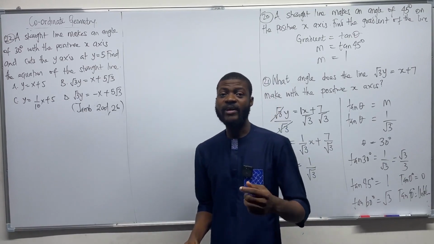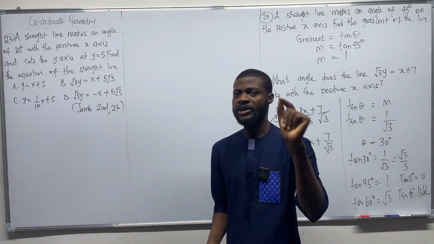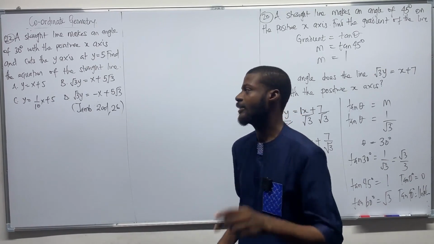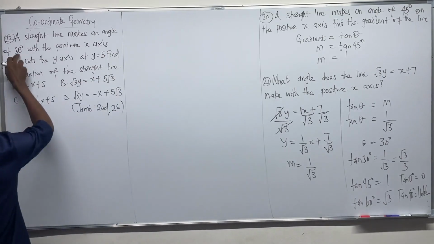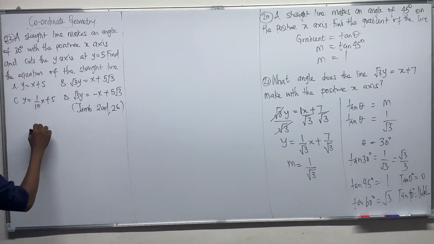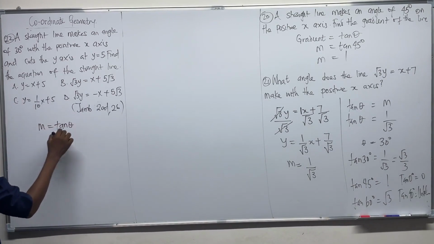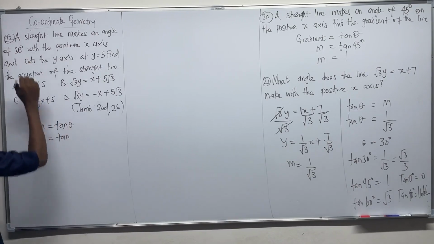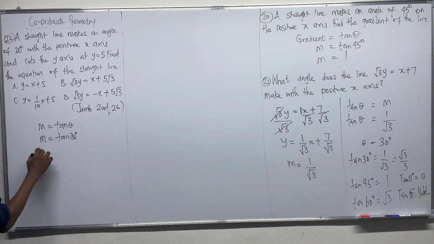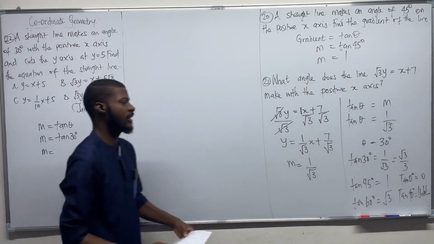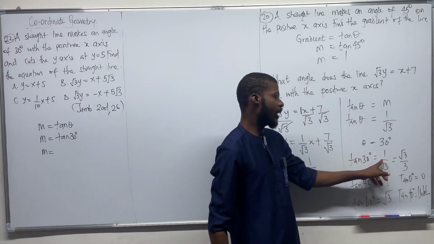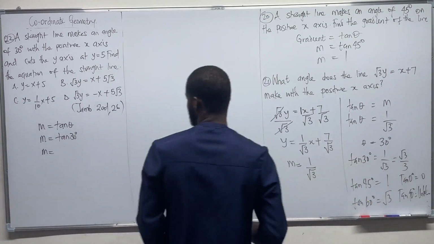Now remember that for you to find the equation of a line, you need 2 things. You need the gradient, and you need one point to get the equation of any line. So first of all, this makes an angle of 30 degrees. And we know that gradient is equal to tan theta. So what would this become? Tan, the angle is 30 degrees. So what is tan 30? I've just told you that tan 30 is 1 over root 3 or root 3 over 3. But I'm going to be using 1 over root 3.